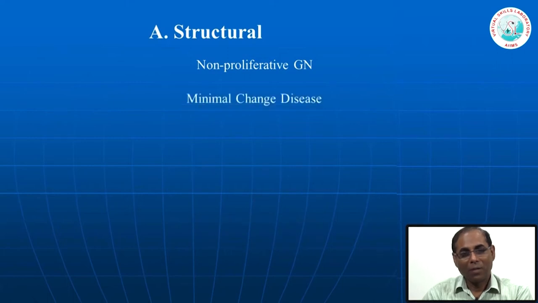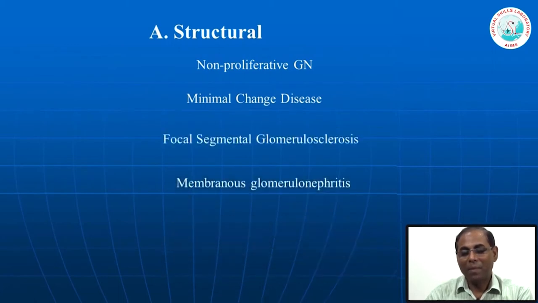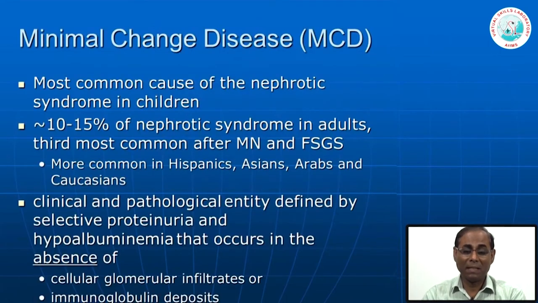Under the non-proliferative glomerulonephritis, the main types are minimal change disease, focal segmental glomerulosclerosis and membranous glomerulonephritis. So, these three. First we will see what happens in these three conditions. The first one is minimal change disease.